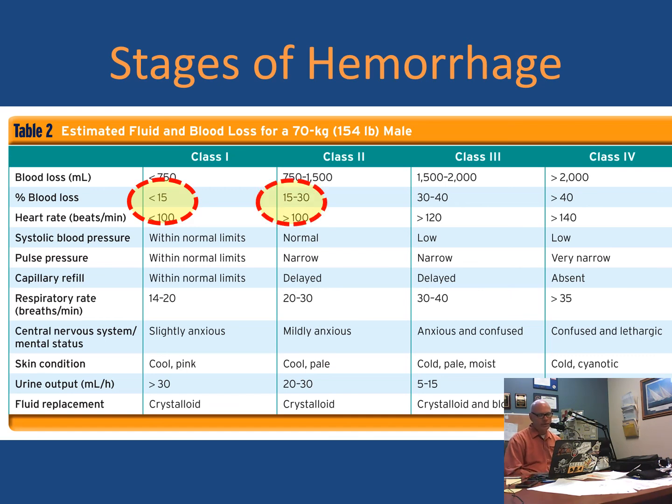In class 2 hemorrhage, we're at 15 to 30% blood loss. And again, this goes back to that 175-pound college-age male with 5 liters of blood. That makes those numbers make sense. When you've lost this much blood, we start to see things like a pulse that is above 100 here. And I'd like to note that your systolic blood pressure is normal. Pulse pressure is narrow, and that means your diastolic went up. All right, your diastolic went up.